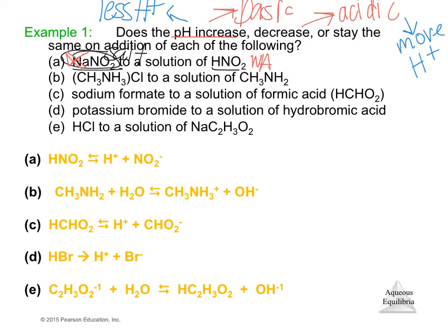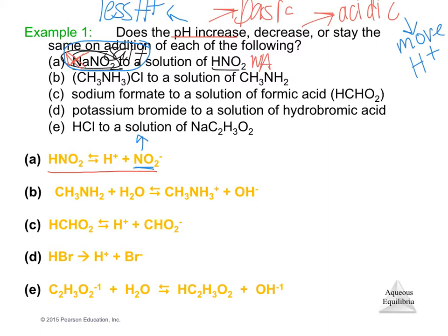So we want to write out the equilibrium, which I've already done for you down here. Nitrous acid is at equilibrium with H+ and NO2 minus. Now, from this salt up here, what ion do we have in common? Well, we have NO2 minus in common. This is our common ion. So when we add the salt solution to this weak acid, we are adding more NO2 minus.